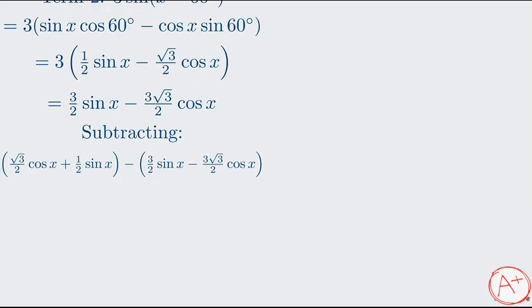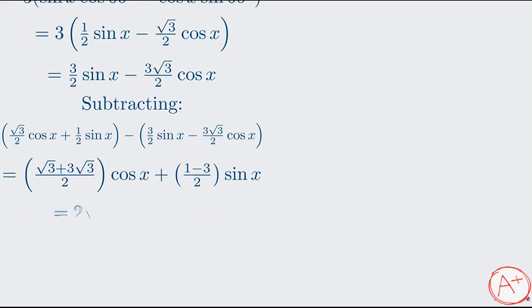Group the like terms. We have 2 terms with cosine x and 2 with sine x. Simplifying the coefficients gives us 2 root 3 cosine x minus sine x. This reduced form is much easier to work with if we were asked to solve an equation or integrate.